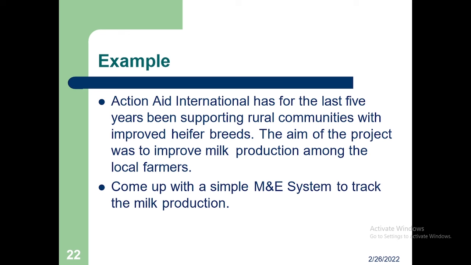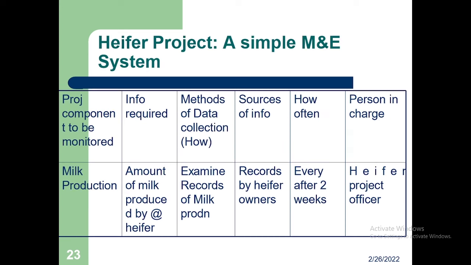So an example here for an M&E system. ActionAid has for the last years been supporting rural communities. The aim of the project was to improve milk production among local farmers. Come up with a simple M&E system for this milk production. So, an example of an M&E system: the project component to be monitored is milk production. What info do we need? The amount of milk produced by the heifer. That's what we're going to track.